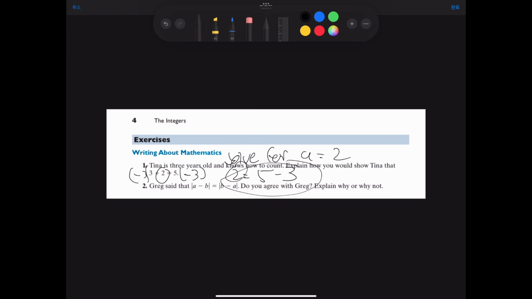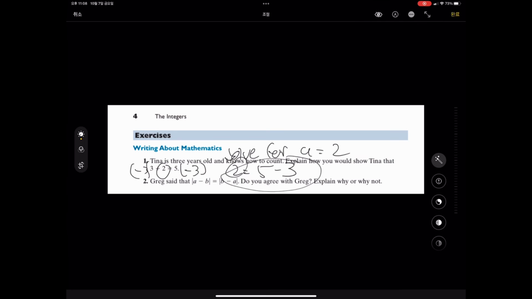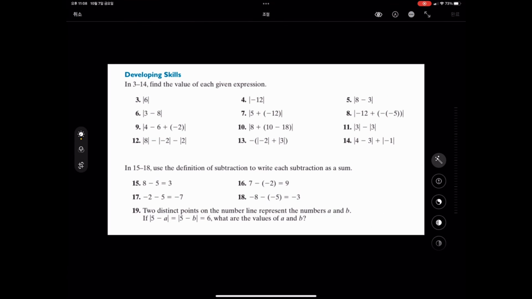By using the subtraction method, we could know that Tina knows her subtraction, and that in both ways it would result in equaling 2. 5 minus 3 would equal 2, and 3 plus 2 would equal 5. And let's go to the next few quick.